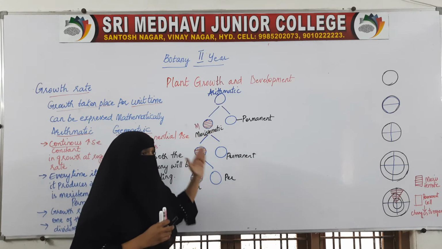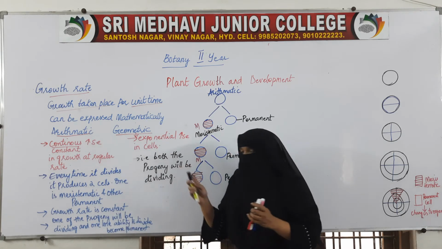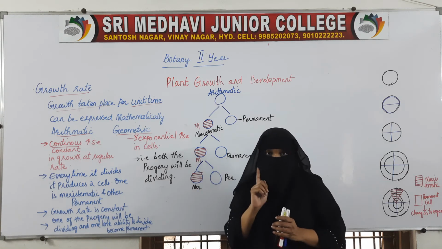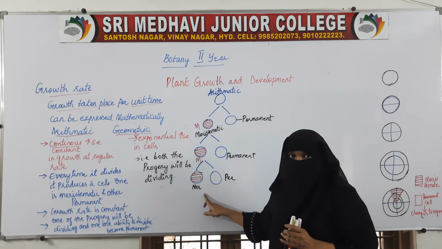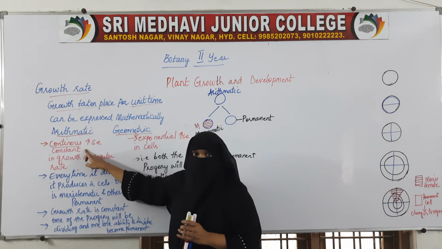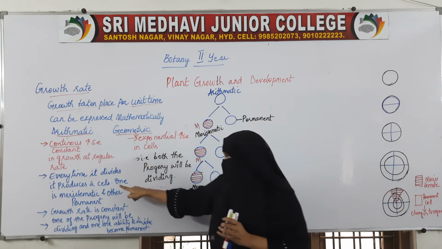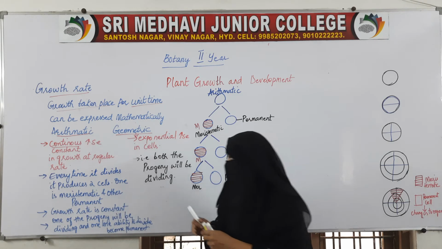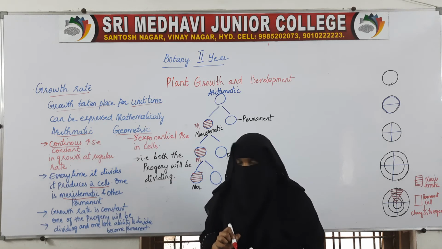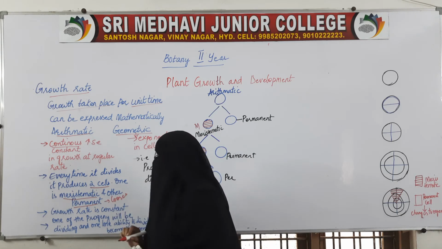It is constant, that is every time it is dividing into two, one is changing into meristematic and one is changing into permanent. Here every time it is constant. There is constant increase in one cell, and it is regular. So here in arithmetic, continuous increase in growth is taking place. Every time the cell divides, it produces two new cells. One is meristematic, which has the ability to divide, and the other is permanent, which loses the ability to divide.